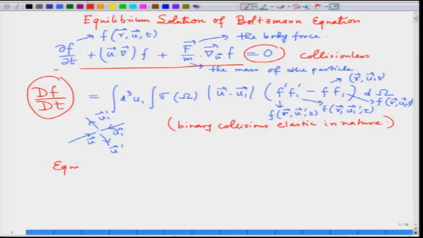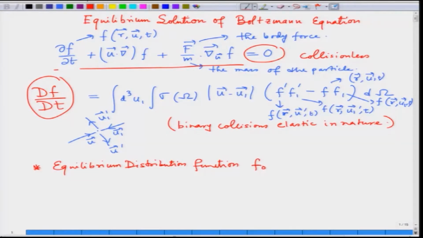Now, using this integral, we want to fetch some information about the nature of f, that means the nature of the distribution function for a gas or a classical system of particles which are left for a long time. We will see towards which distribution the system tends to relax itself, and that we will call the equilibrium distribution function of the system, F0.